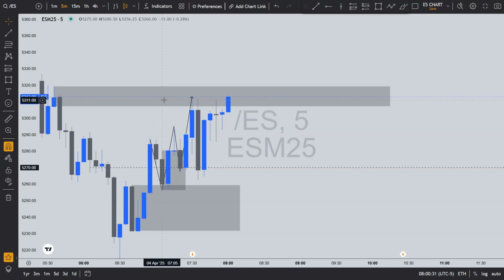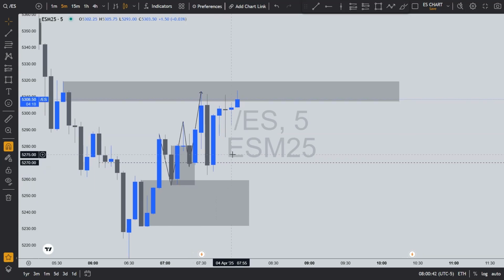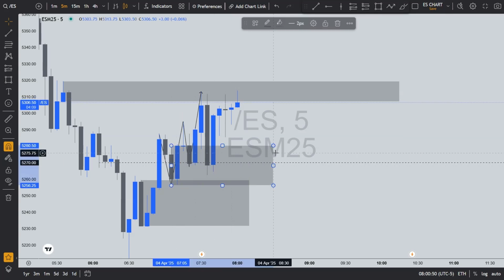It broke structure, but I need a continuation of structure for it to confirm the uptrend for me. But also, if I was to get into a buy, then all my stop losses would be above 10 points, and that's just not what I like. So I ended up entering the trade off of a pullback. From this zone here, it already broke the candle and pushed up, and then I entered off the pullback.